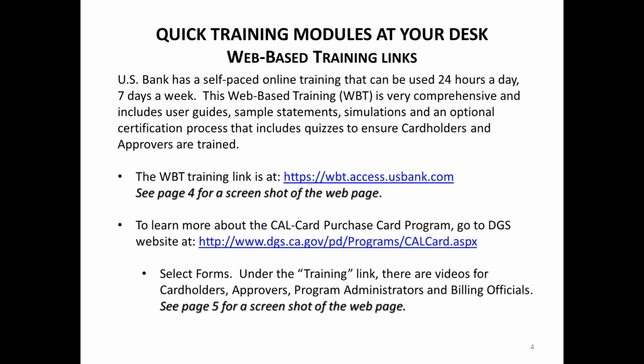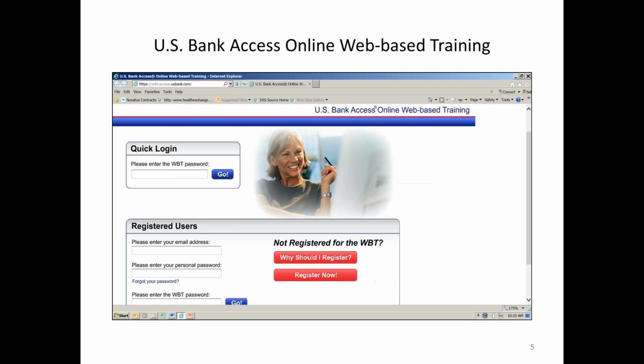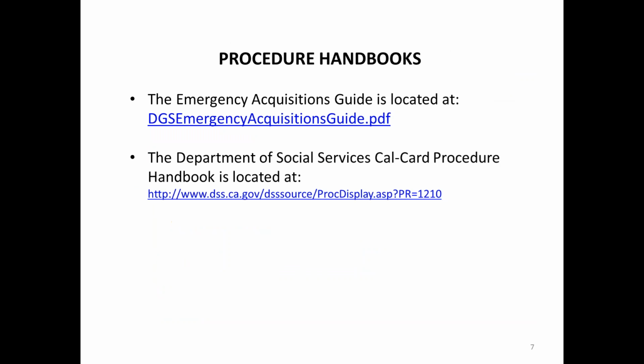You will find quick online training modules available as a resource at your desk. Here is the U.S. Bank Access Online website and the DGS CalCard website. All links are also provided on our CalCard How To intranet site. You will find the DGS Emergency Acquisitions Guide available for download at this link, and the CDSS CalCard Handbook available on our CalCard How To link on the intranet.